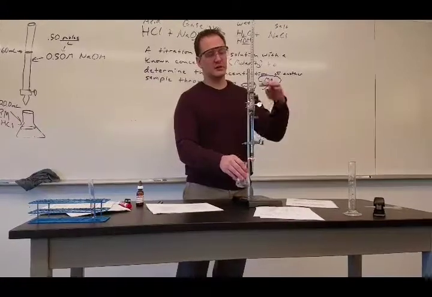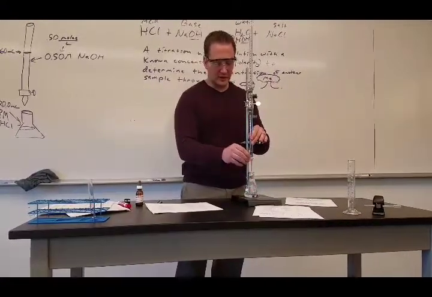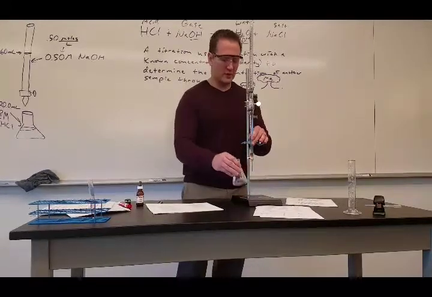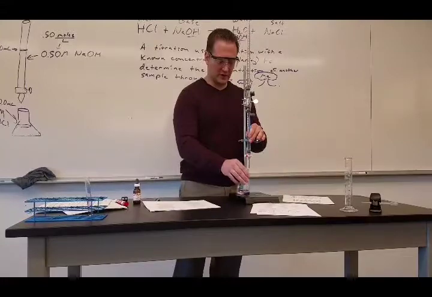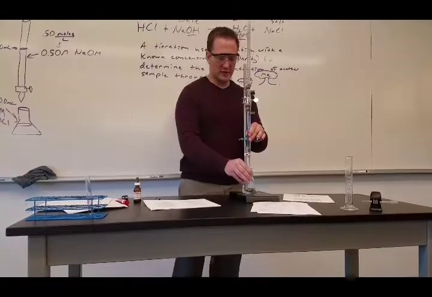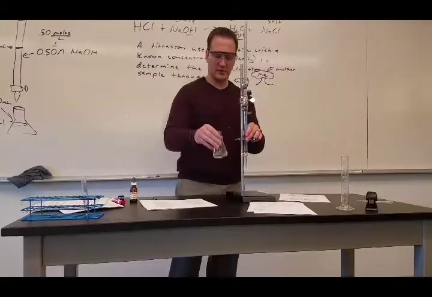I know that the initial volume on this was 23.6 milliliters, and then we'll see what the final volume is when I've reached the end point, where I've neutralized the acid, and we have a color change. And then we'll use that to stoichiometrically calculate the concentration of the hydrochloric acid.